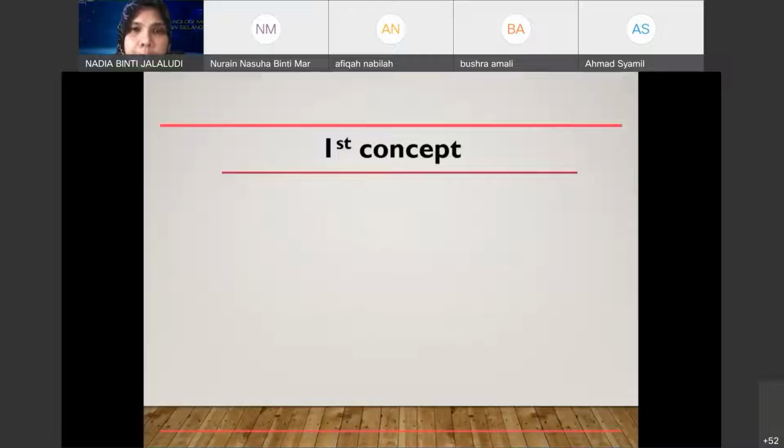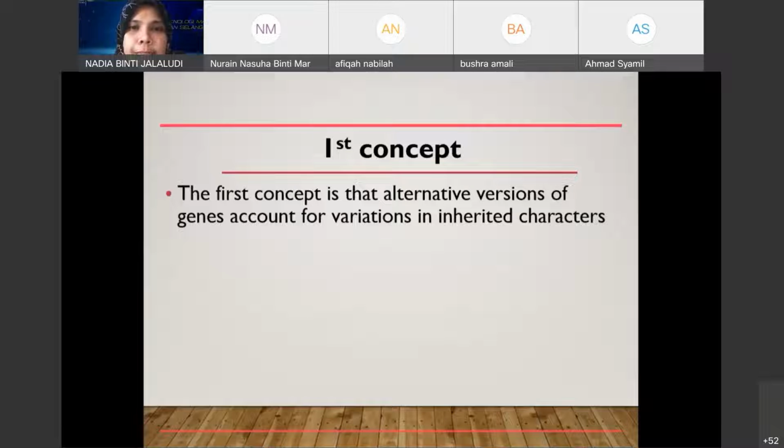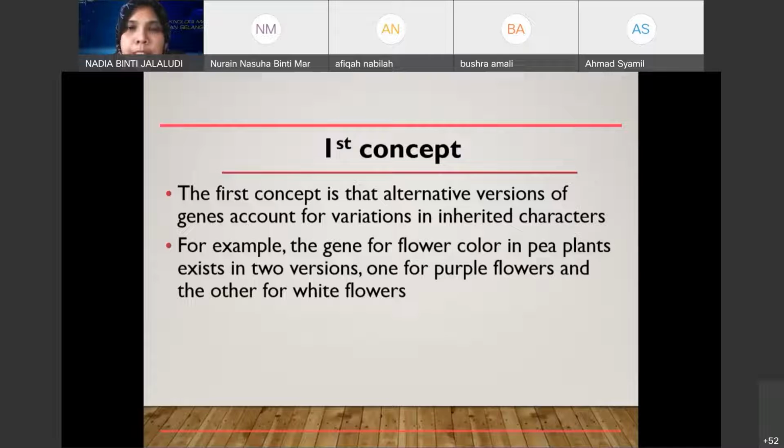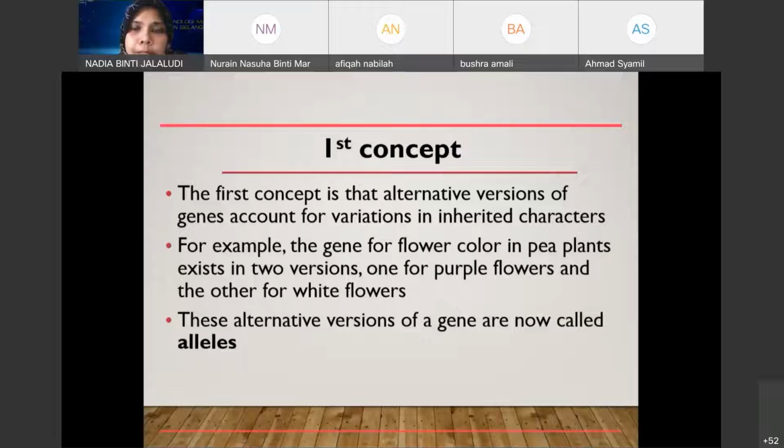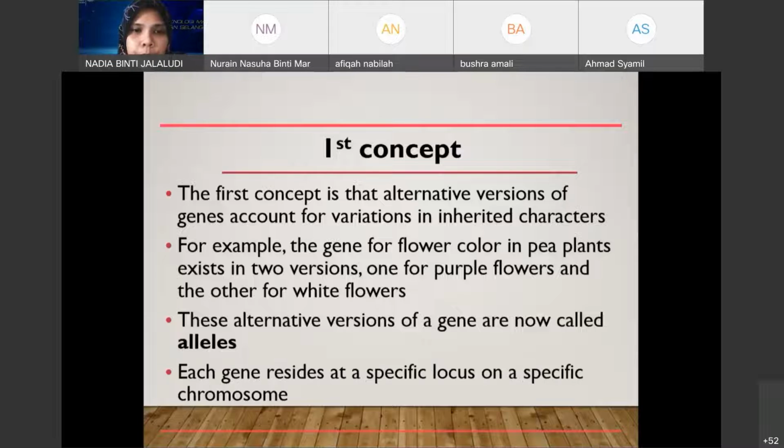So the first concept for the Mendel ni is that alternative versions of genes account for variations in inherited characters. For example, the gene for flower color in pea plants exists in 2 versions, one for purple flowers and the other for white flowers. These alternative versions of a gene are known as alleles. Each gene resides at a specific locus on a specific chromosome. Nanti kita tengok.